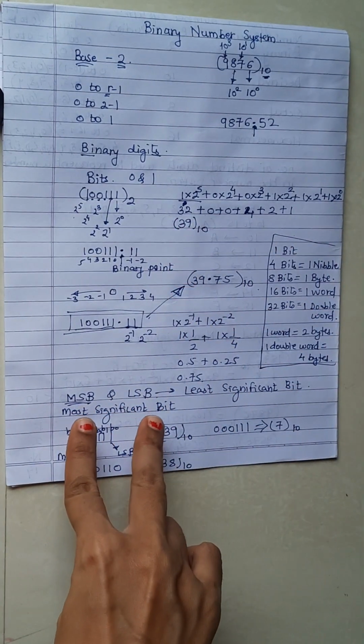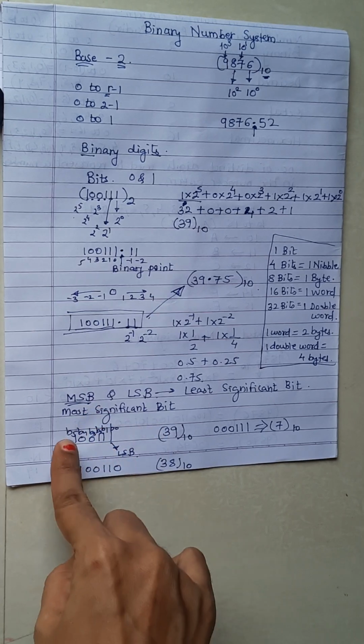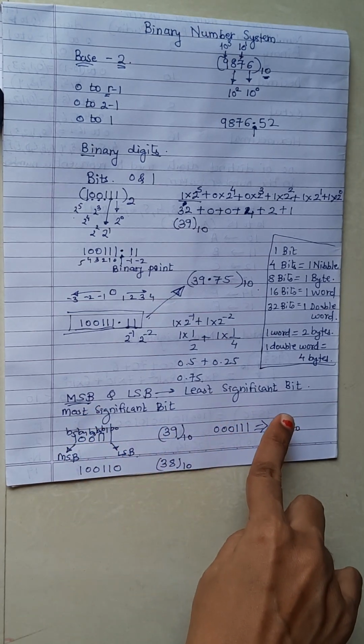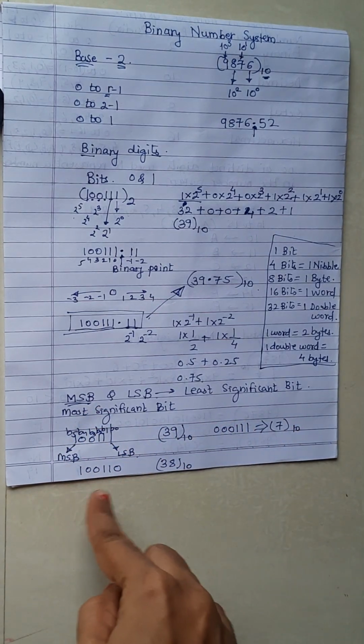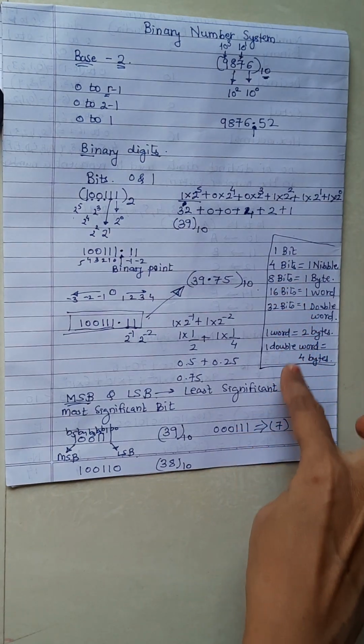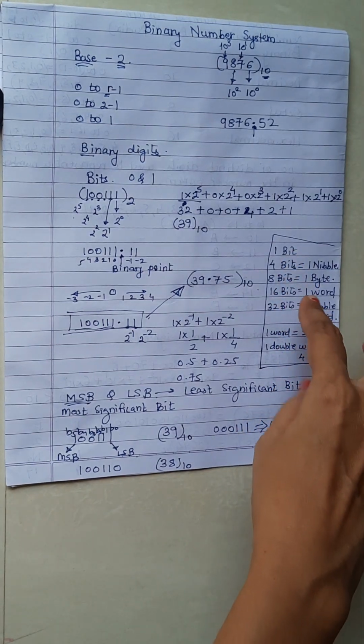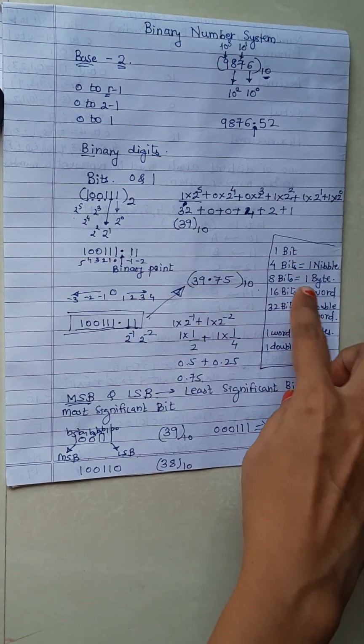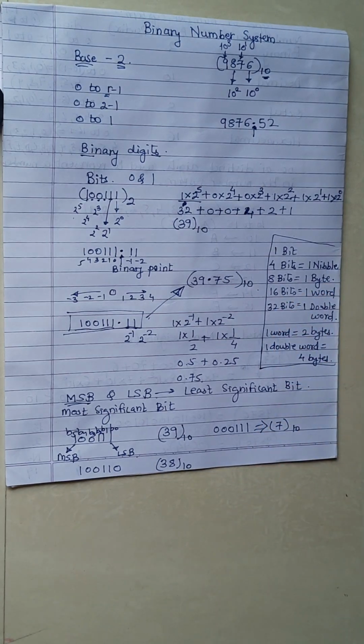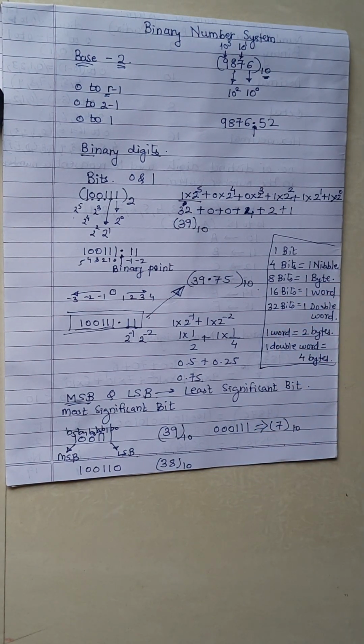Then we have talked about MSB and LSB, that is most significant bit and least significant bit, and why it is so. Then we have seen the different groups of bits, what they are called. Okay, that is all for today for the binary number system.